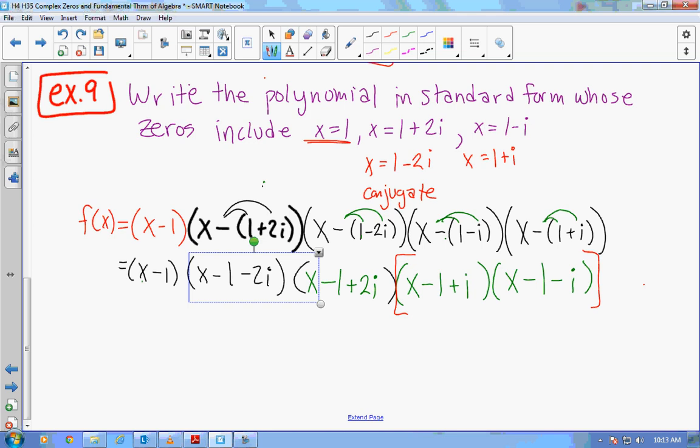Be very careful. What's x times x? X squared. And I'm going to keep going with the x. X times negative 1. Negative x. Please write this down with me. X times negative i.